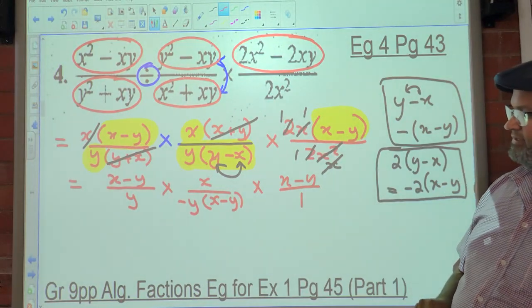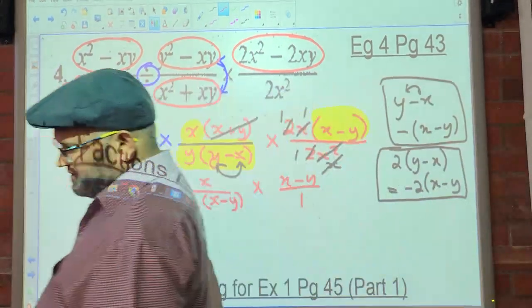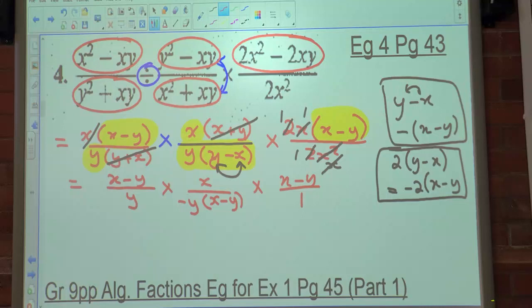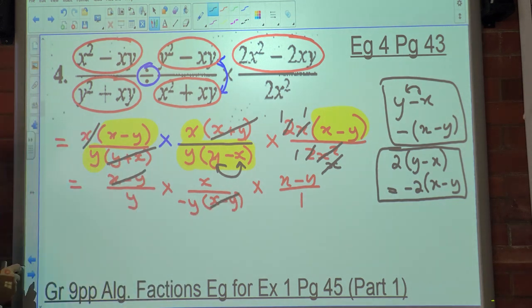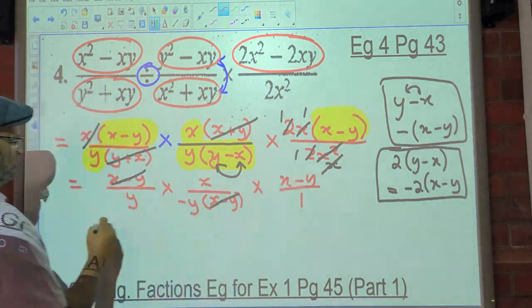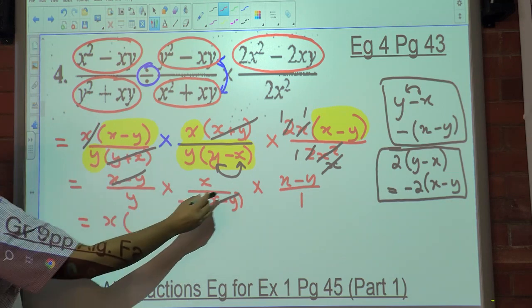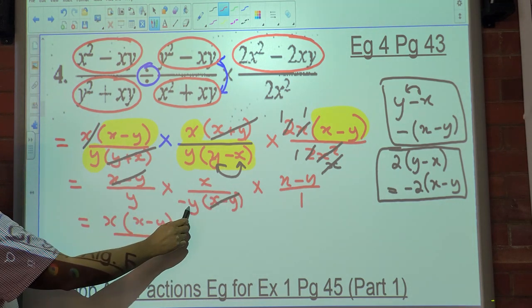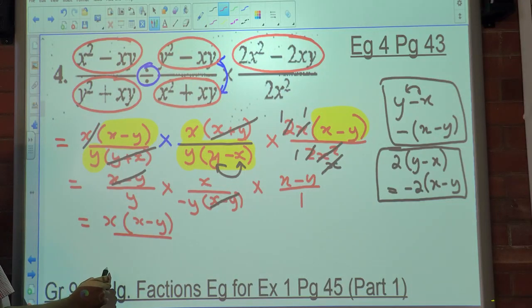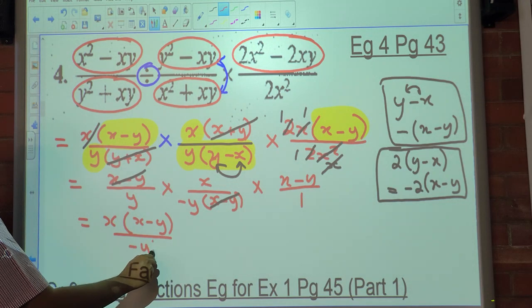Now what? What can cancel here? X minus y cancels x minus y. See anything else that can cancel? No. So what are we left with in the numerator? X into x minus y over what's y times negative y? Negative y squared.